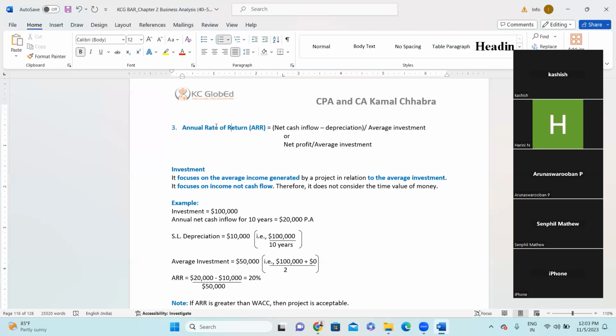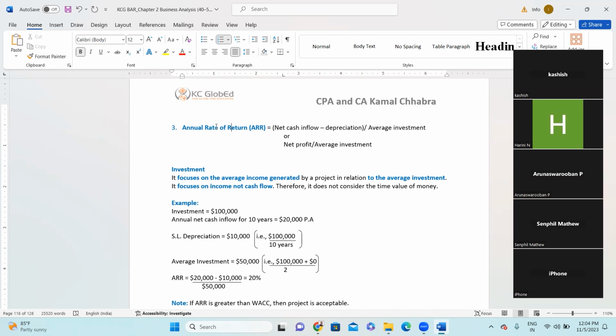It focuses on the average income generated by a project in relation to average investment, and it focuses on income, not cash flow. The earlier methods, whether payback or discounted payback, both focused on cash inflows, whereas annual rate of return focuses on return on investment, not on cash flows, right? It does not consider the time value of money. No present value is required. So for example, investment is $100,000.